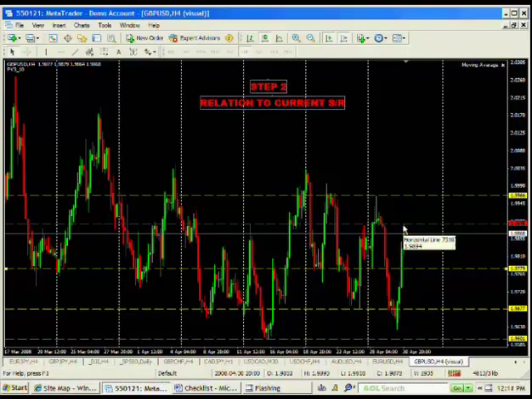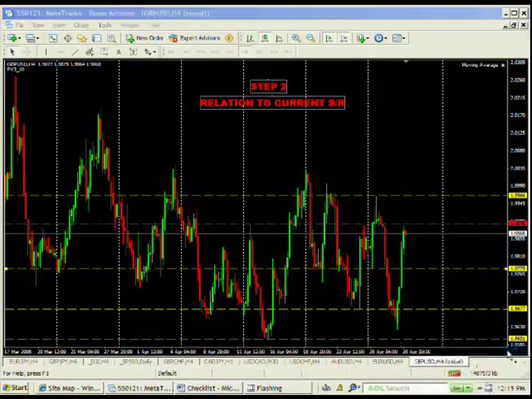So this is our range of resistance, from the low of this bar that made the high all the way up to the top. We're looking for a turn anywhere below here, and if we're above here, we're looking for a turn up here. And in the same way, on the way down, this bar here is the support bar, so the entire range of this bar would be support. Support would be the range from the top of the bar to the low of the bar.